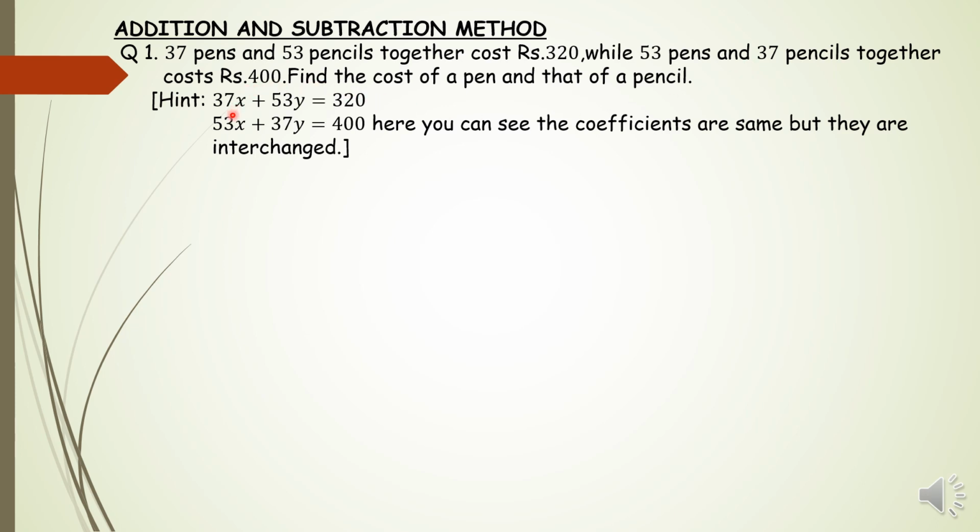So we can make the equations like this: 37x plus 53y equal to 320. Why? We have taken the cost of a pen as x and the cost of a pencil as y. Then the next one, 53x plus 37y equal to 400. Look at the coefficients. In the first equation, it is 37 and 53. Look at the second equation, that is 53 and 37. Here you can see the coefficients are the same, but they are interchanged.